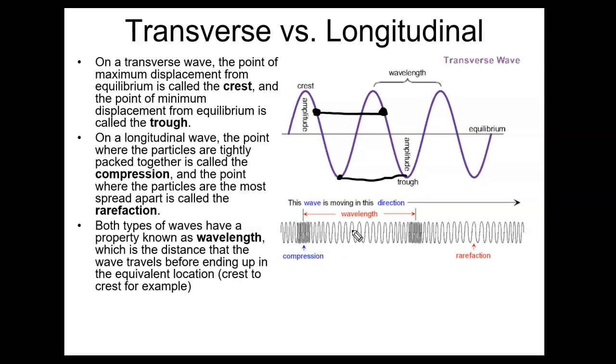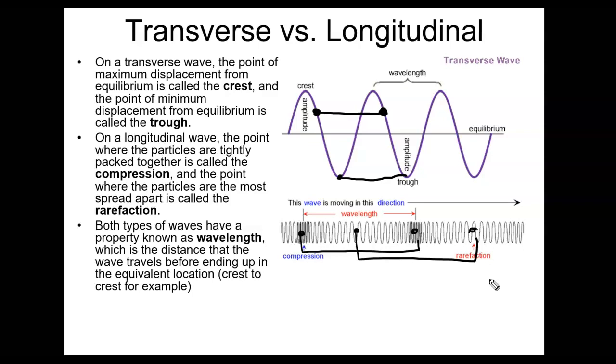And it doesn't just have to be for a transverse wave. So for a longitudinal wave, the distance between two compressions is one wavelength, or the distance between two rarefactions is also one wavelength. So it's the distance between one point on a wave and the next point on the wave where the wave repeats itself.